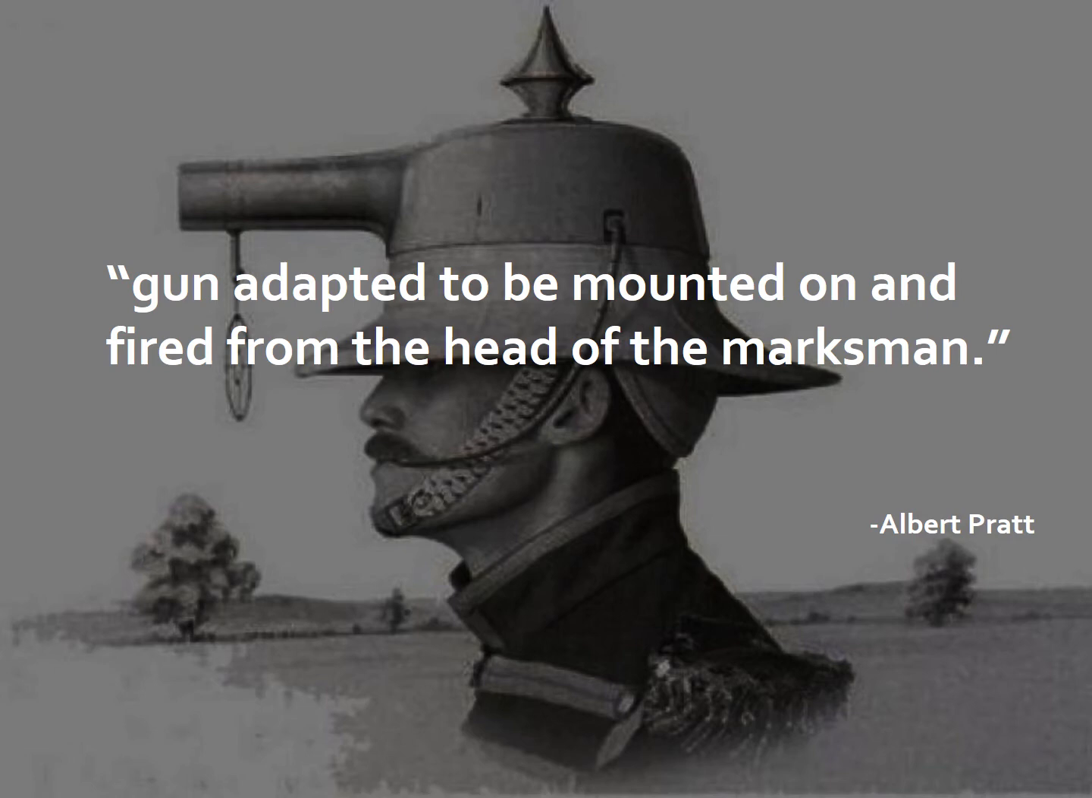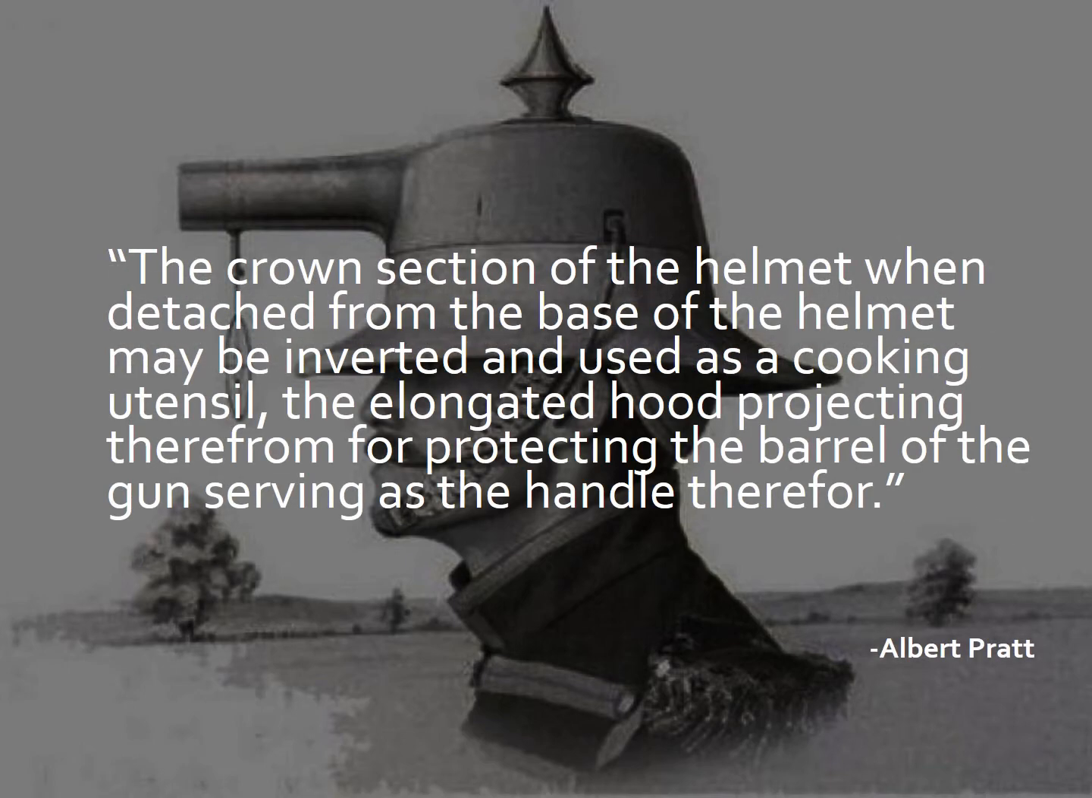And you'll be even more amazed when you hear about the secondary use of the helmet-mounted gun. The crown section of the helmet, when detached from the base of the helmet, may be inverted and used as a cooking utensil, the elongated hood projecting therefrom for protecting the barrel of the gun, serving as the handle therefore. So not just a head-mounted gun, but also a saucepan. And yet, for some reason, the world has forgotten the inventions of Albert Bacon Pratt.